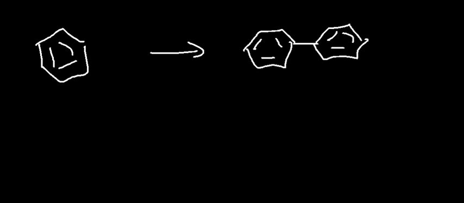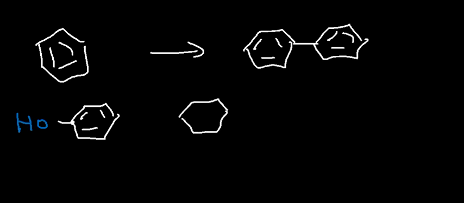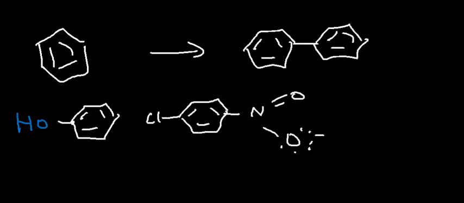Now I want to show you something. Here's a hint that's going to help you out. Let's say you have phenol attached to or next to para-chloronitrobenzene. Actually, let me redraw it. I want to draw the nitro group like this. What do you think is going to happen in this reaction?